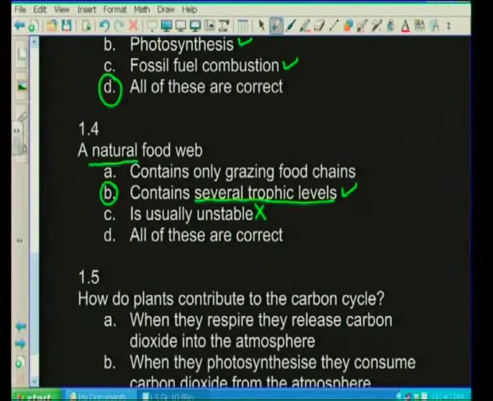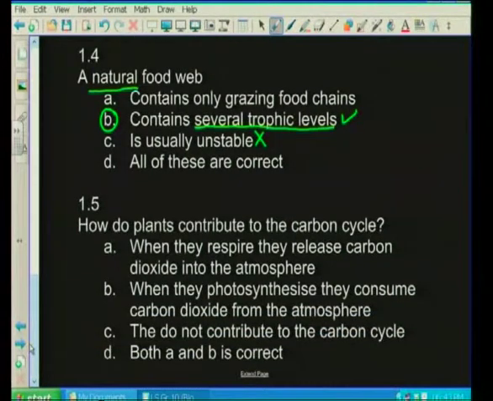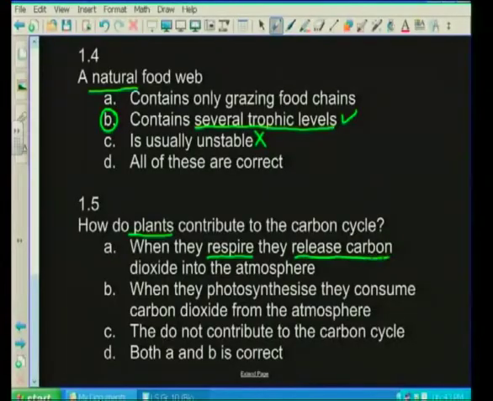All right, we move now on to number 5. How do plants contribute? So it's plants, not animals. How do plants contribute to the carbon cycle? When they respire. Now remember, plants can also respire, very little bit. They do release a little bit of carbon dioxide. Not much, but they do release carbon dioxide. So they respire, they release carbon dioxide into the atmosphere. Do you think that's right? Maybe.